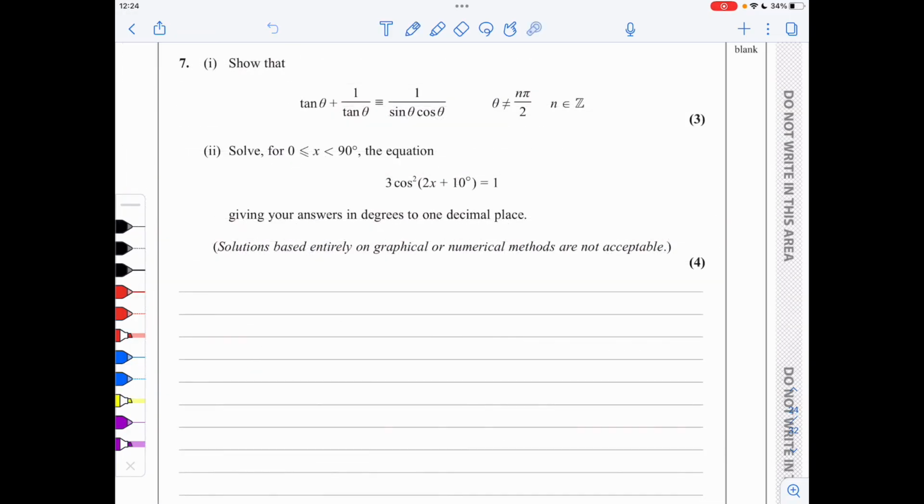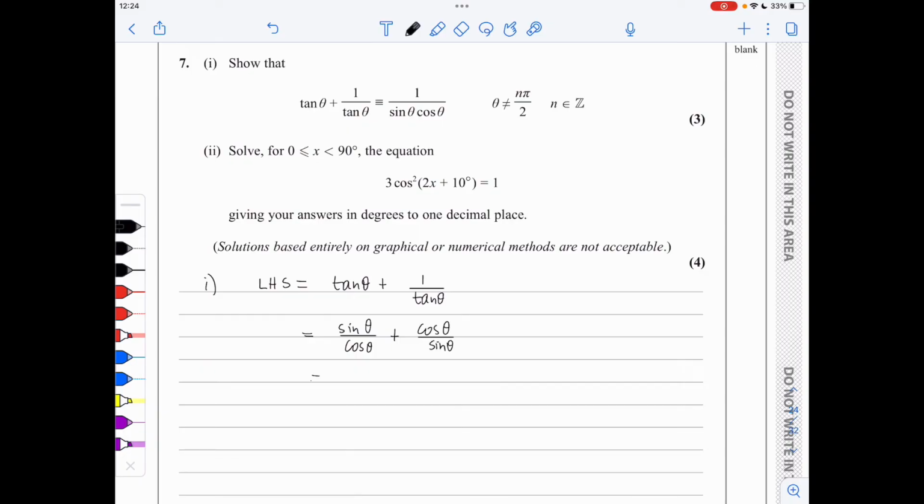In question 7, we need to show that tan theta plus 1 over tan theta is 1 over sine theta cos theta. This is an identity we need to prove to be true. So we start from the left-hand side. It's tan theta plus 1 over tan theta. We know that tan theta is sine theta over cos theta, and therefore the 1 over tan theta can be written as cos theta over sine theta.